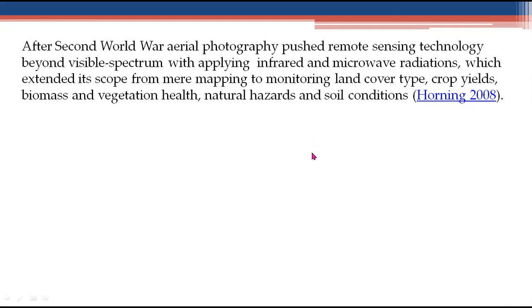Uske baad iski extension hui, yani ke isko ek kisam ki wusat mili, ke it went from mapping to the monitoring of land cover type, uske baad crop yields, biomass and vegetation health, natural hazards and soil condition. To uske baad aap zameen, jo soil hai, uski condition ka pata chal sakta hai, natural hazards jo natural calamities hain usko aap monitor kar sakte hain, dekh sakte hain, jo vegetation hai, jo agriculture hai uski health aur crop types, crop yields ya production usko bhi aap monitor kar sakte hain.